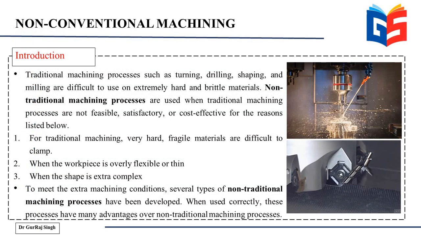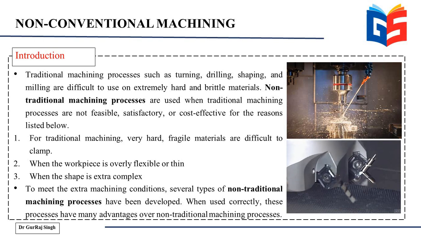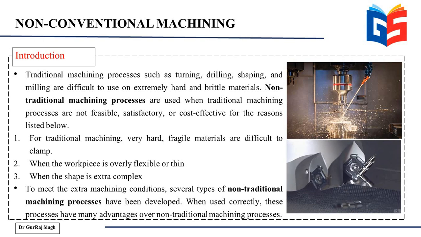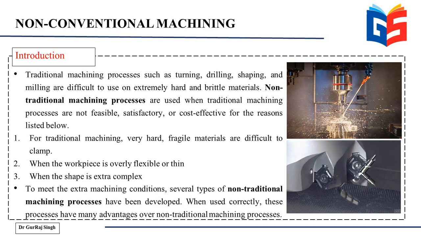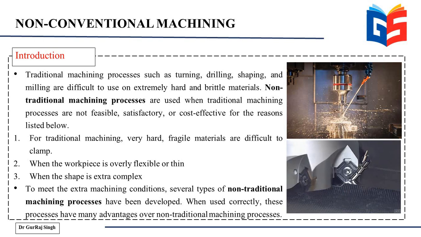So we have been talking about conventional cutting so far, where you're either turning or you're milling. You can clearly see here at the bottom there's a proper machining process going on, there are chips being removed. All the traditional methods used for machining use a specific cutting tool, and there is direct contact between the cutting tool and the workpiece. And traditional processes such as drilling, turning, shaping, milling are difficult to use on extremely hard and brittle materials.